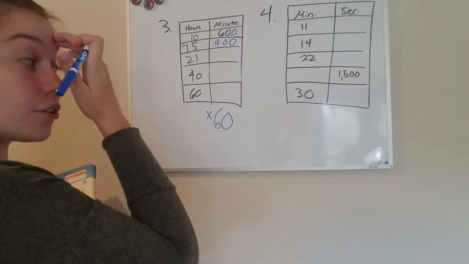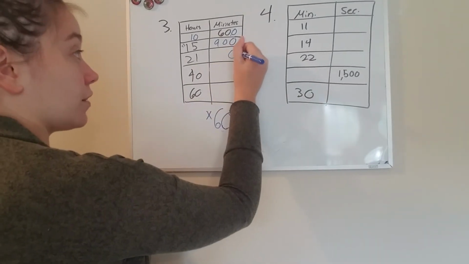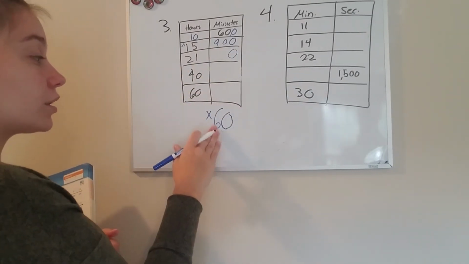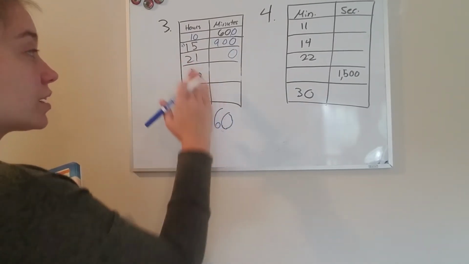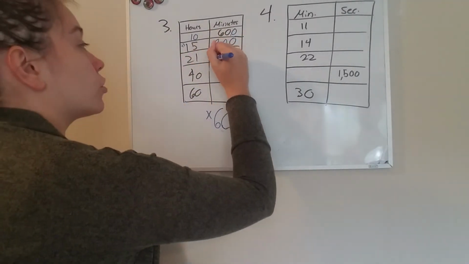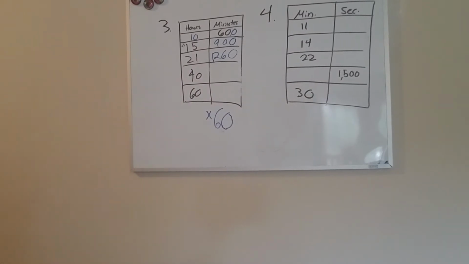Okay? So now look at 21. So again, we're just going to take this 0, and he's kind of like our Pete, the placeholder, right? We're just going to put him back up here. Now we're going to take 6 times 21. Well, 6 times 1 is 6, and 6 times 2 is 12. So my answer is 1,260.